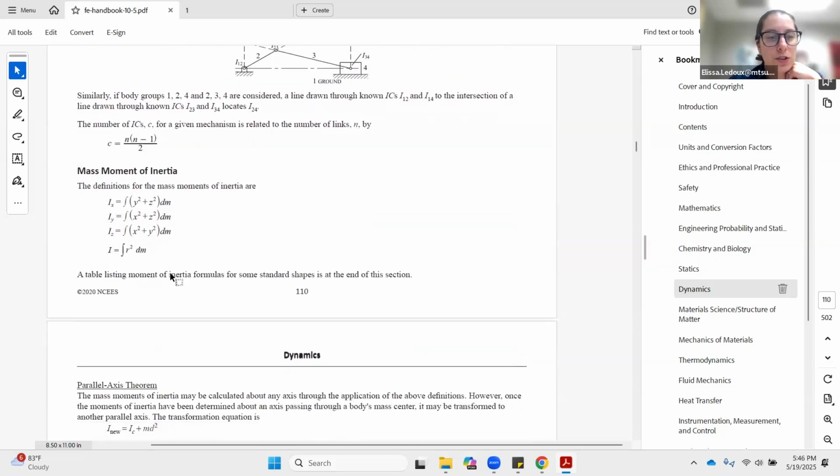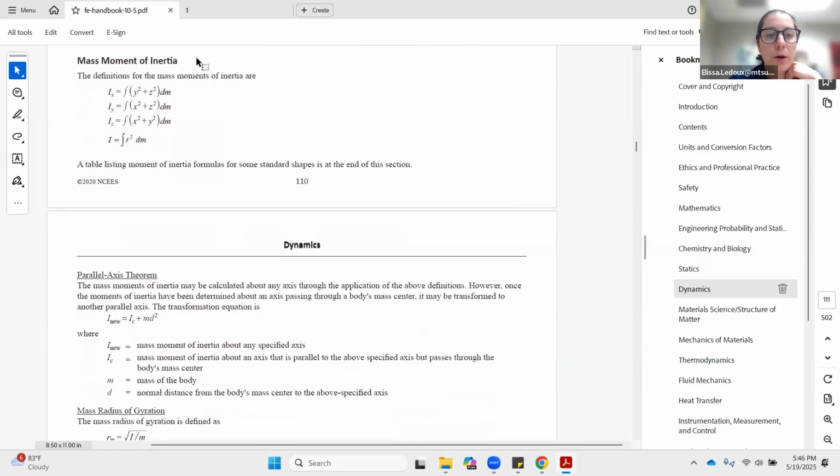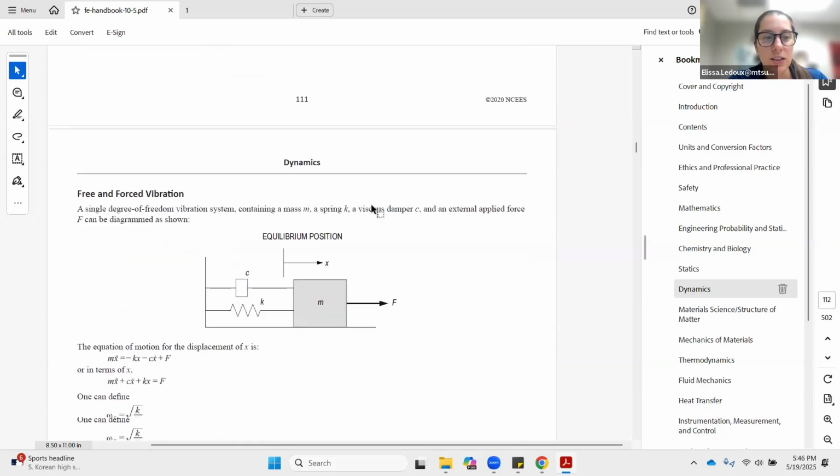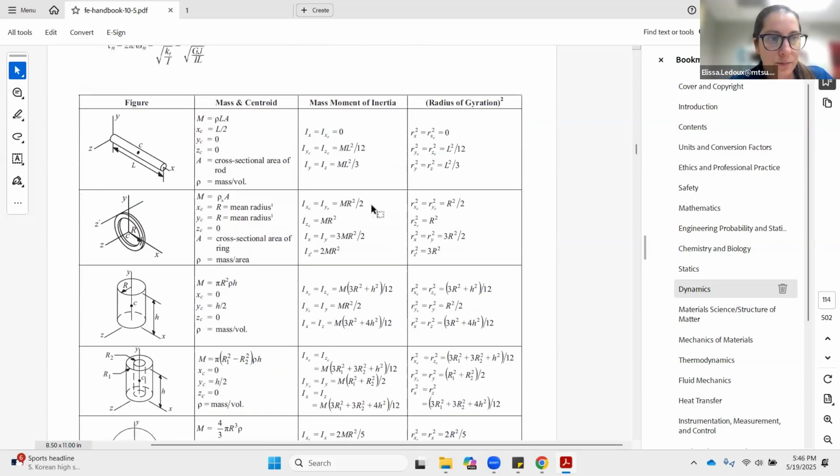Now, mass moment of inertia, really similar to area moment of inertia, but instead of being integrated over the area, we have distance integrated over a mass. So I equals the integral of r squared dm. And it says a table listing moment of inertia formulas for standard shapes is at the end of this section. So we will scroll down to the end of this section and just see that real quick.